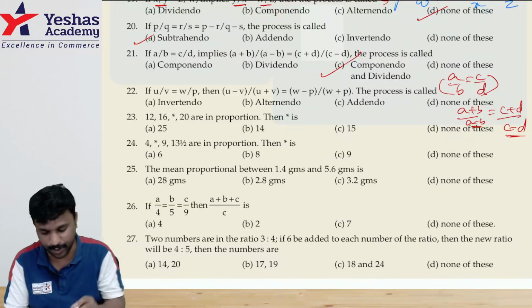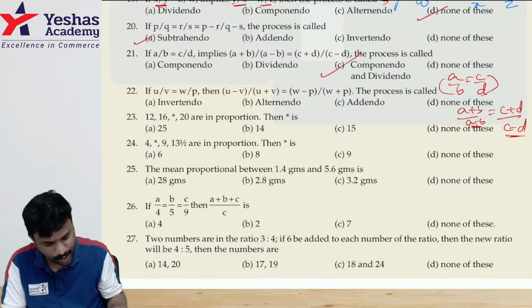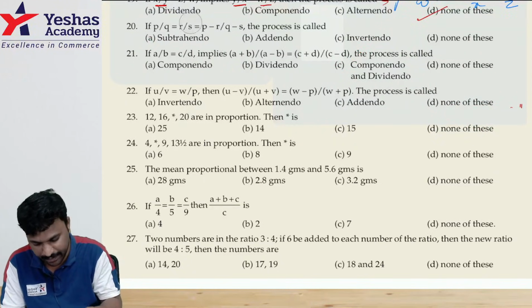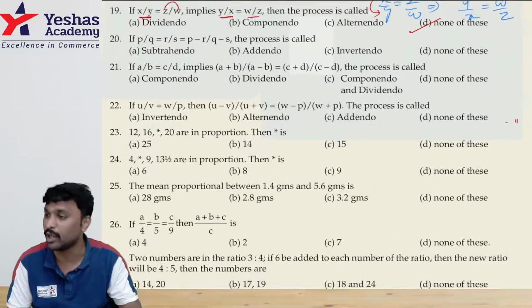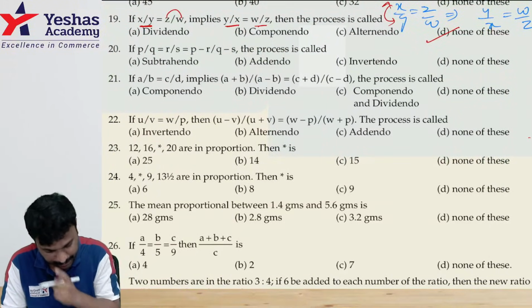Have you understood? It's not just componendo alone or just dividendo alone. It's a combination of componendo and dividendo properties. Have you all understood? Guys, let's move on to the next question. That is question number 22.